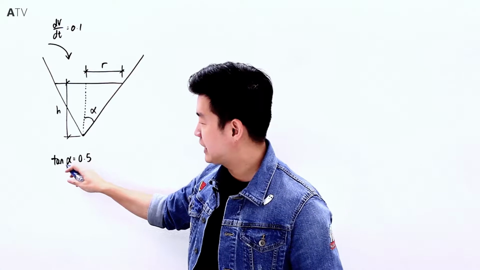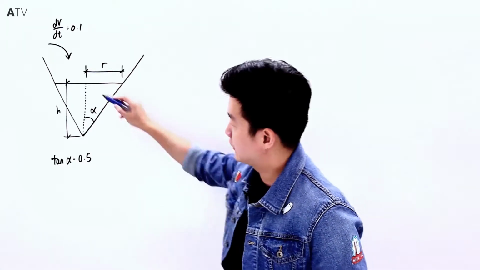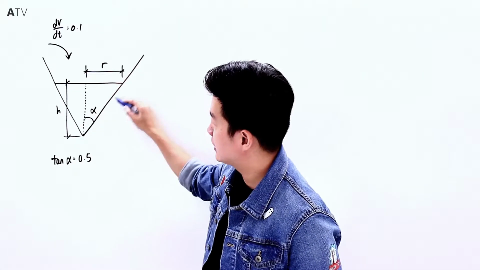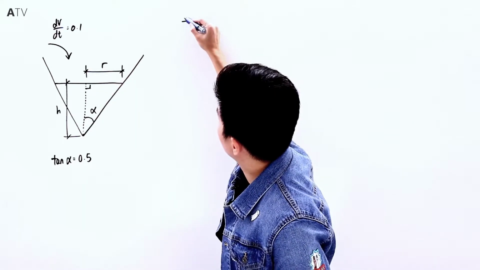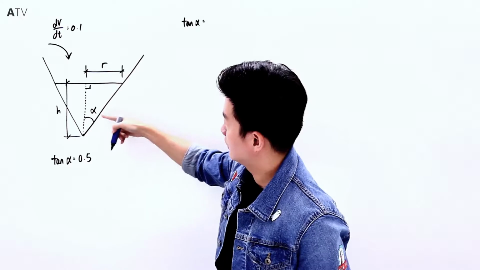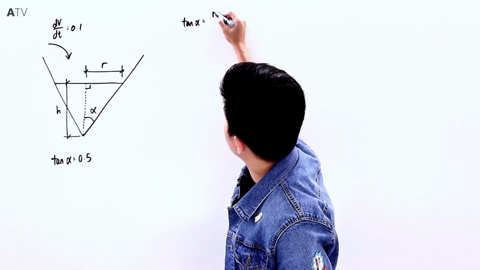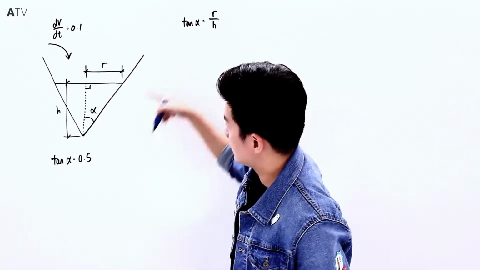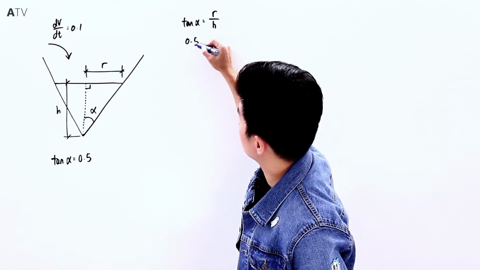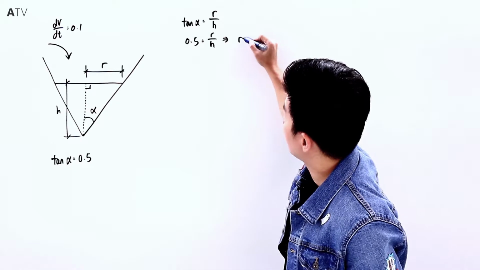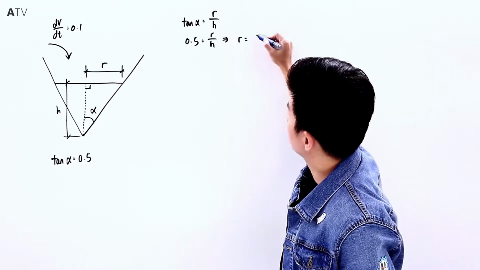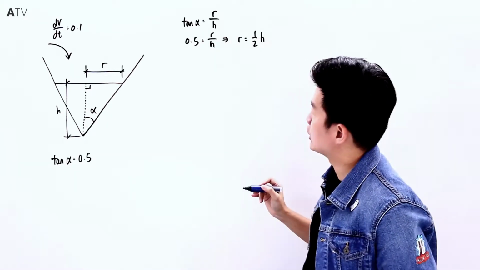And according to the question, tan alpha is equal to 0.5. If I look at this right-angled triangle here, here is 90 degrees. That means for tan alpha, looking at this, it is r over h. And tan alpha is given to us as 0.5. So 0.5 is r over h, which means that r is going to be 0.5 times h, or half h.